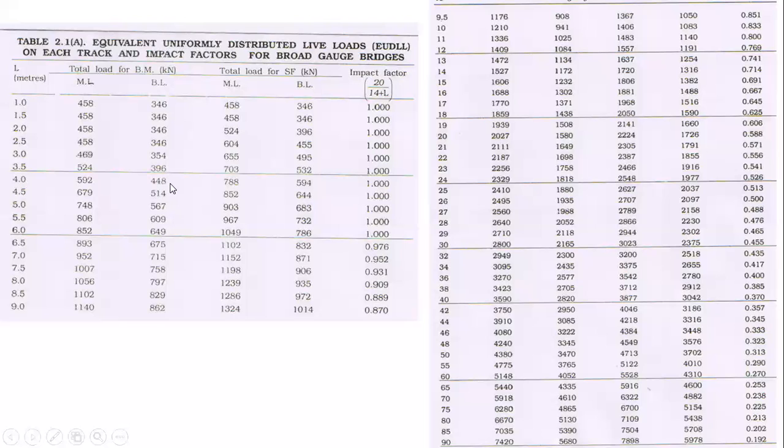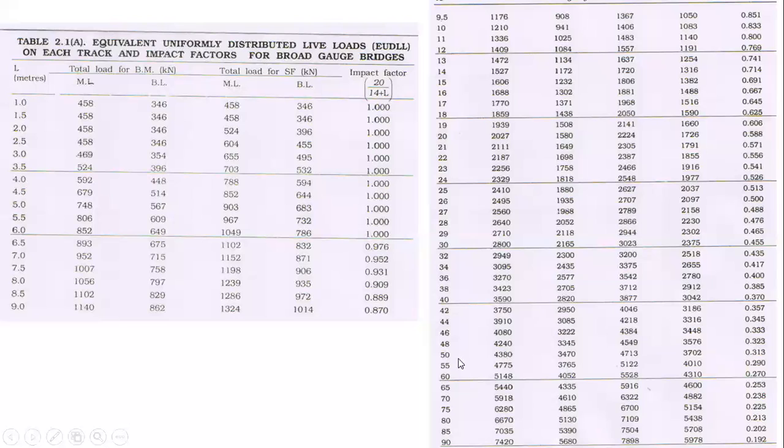Okay, so this is given in the table. One column is for bending moment, the other for shear force, and the last one for impact factor. The first column is the span of the bridge. There are two further columns here: ML means main line, and this one is your branch line. For shear force, main line, branch line, and this is the impact factor.